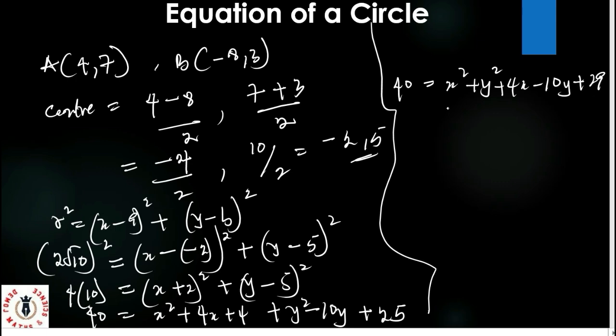So that, let's collect like terms, so that 29 goes to the other side, becomes 40 minus 29. That's 11 is equals to x squared plus y squared plus 4x minus 10y. Now this is the equation of that circle.